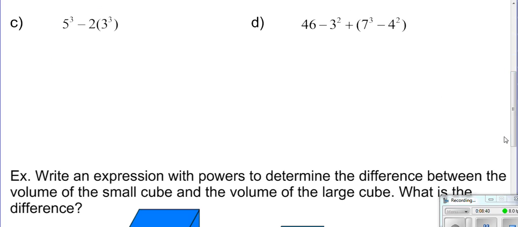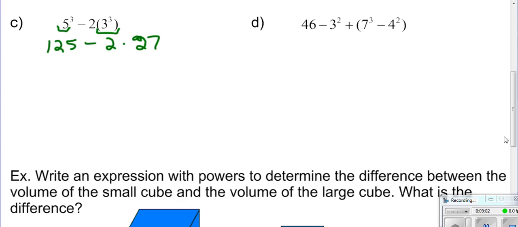Looking at C, we have 5 to the power of 3 minus 2 times 3 to the power of 3. So again, we have exponents, we have multiplying, and we have subtracting. We're going to solve the exponents first, and I can do them both in the same row. If I want to do them at separate steps, I can do that too. 125 minus 2 times 27.